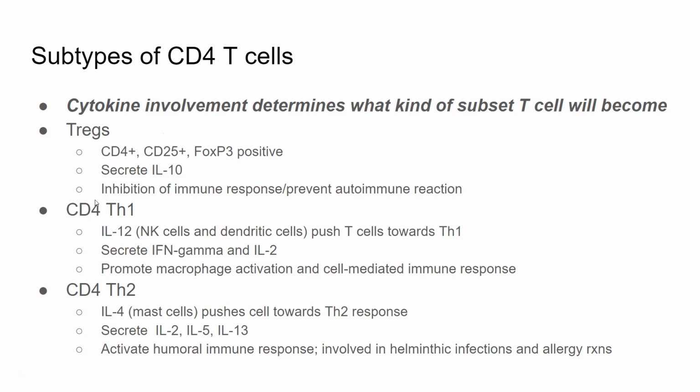Tregs, on the other hand, leave the thymus as Tregs. They are already differentiated. They're positive for CD4, CD25, and FOXP3, which is a transcription factor. But I think the most important part to know is that they secrete IL-10, which we know inhibits the immune system via T cells. They don't become Tregs later; they become Tregs in the thymus.